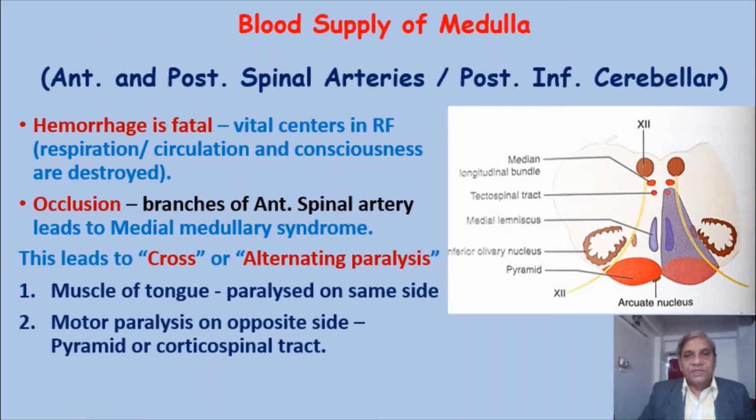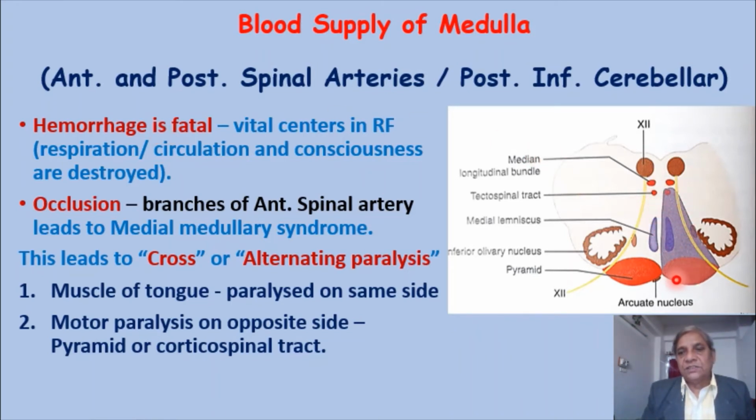Let us come to the blood supply of the medulla. The medulla is supplied by the anterior and posterior spinal arteries, as I showed you in the earlier slide, and also by the posterior inferior cerebellar artery. Now, clinically, if these blood vessels rupture, hemorrhage will take place and the blood will spread into a large area, and that may also involve the reticular formation.